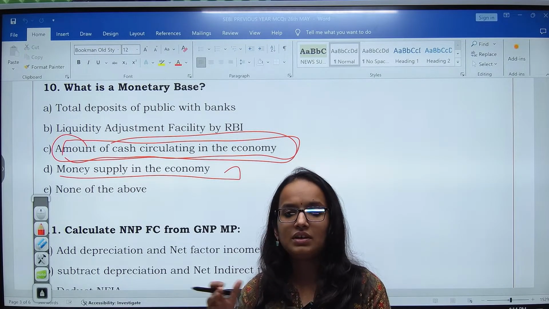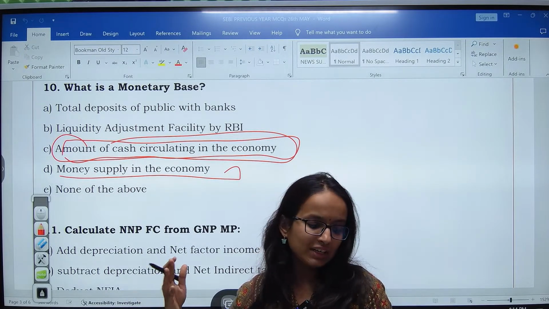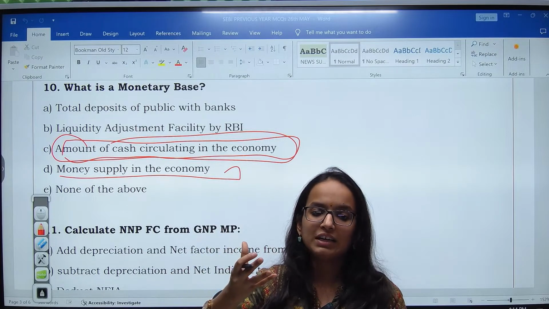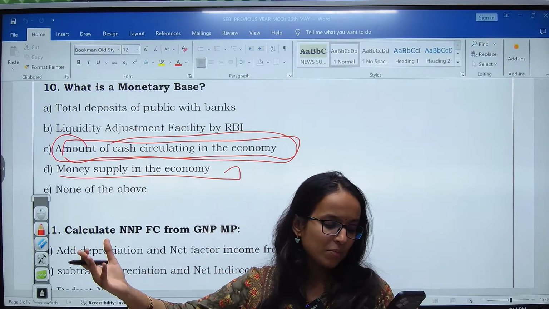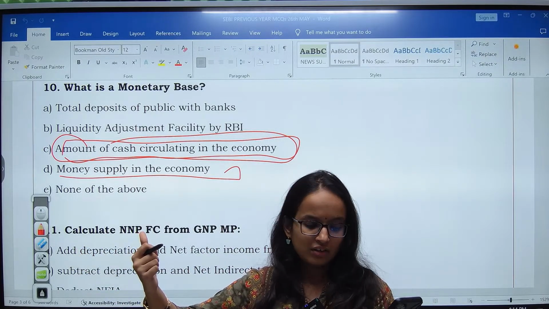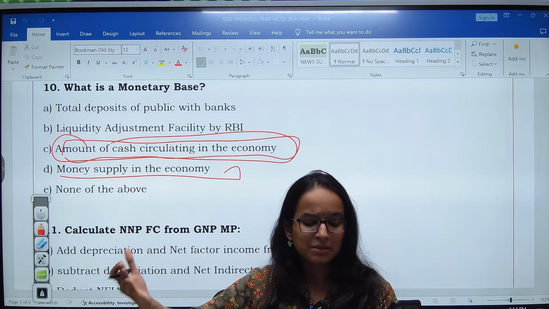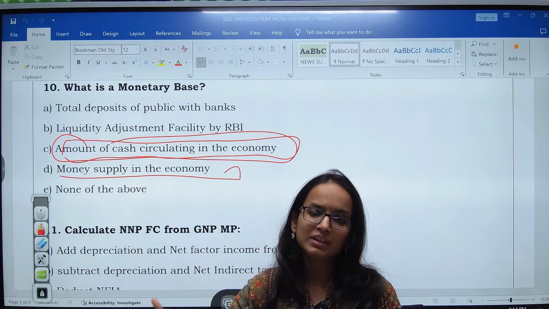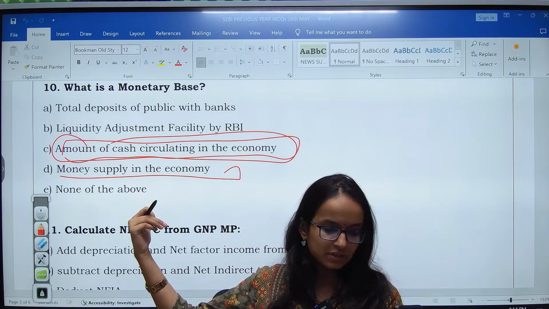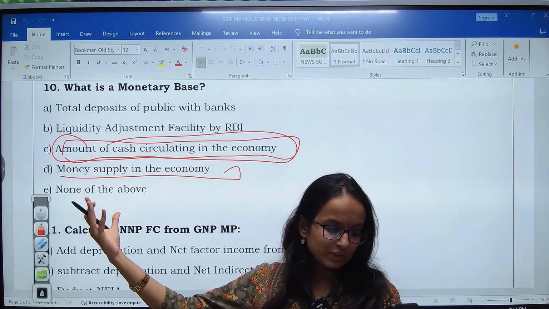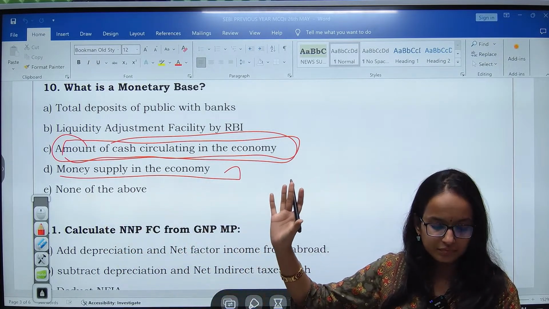So is this difference clear? That's why we can say monetary base is more related to liquidity in comparison to money supply. Got it? Although there are similarities between them and the components might be similar, monetary base has more to do with liquidity. Clear?